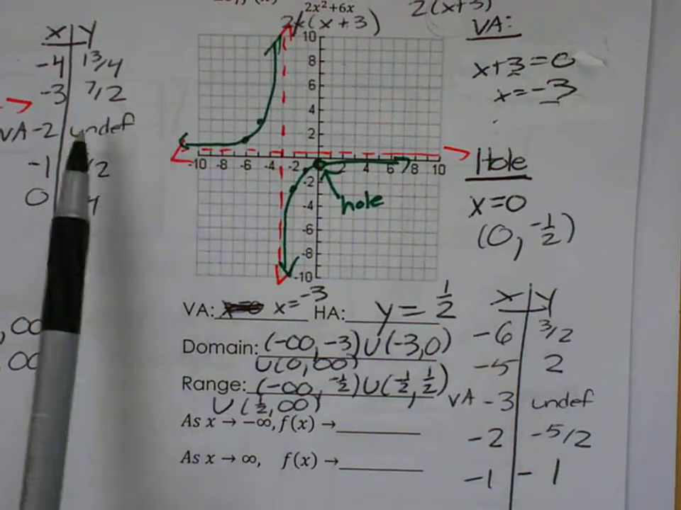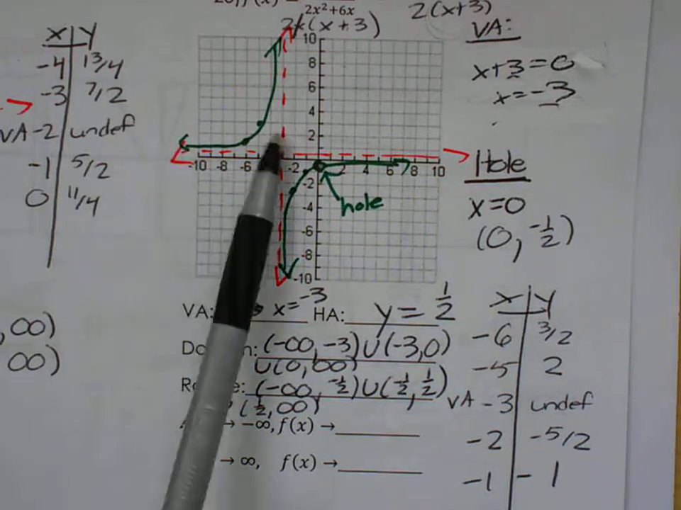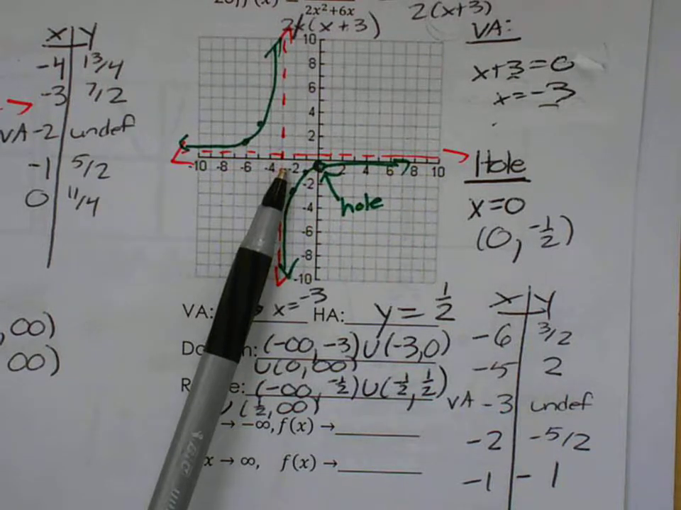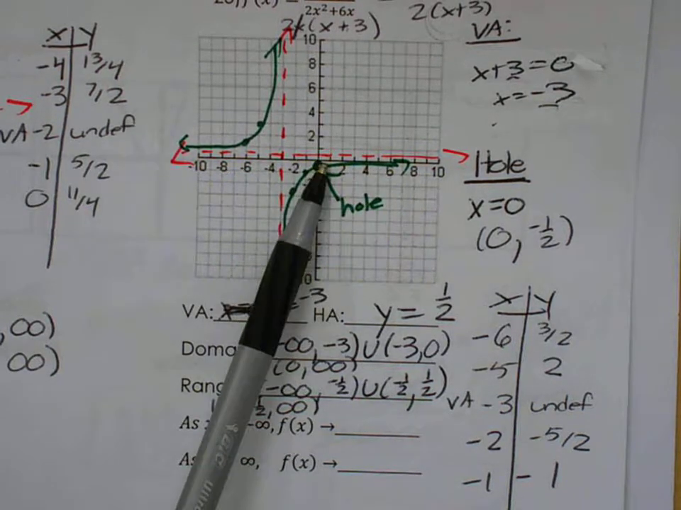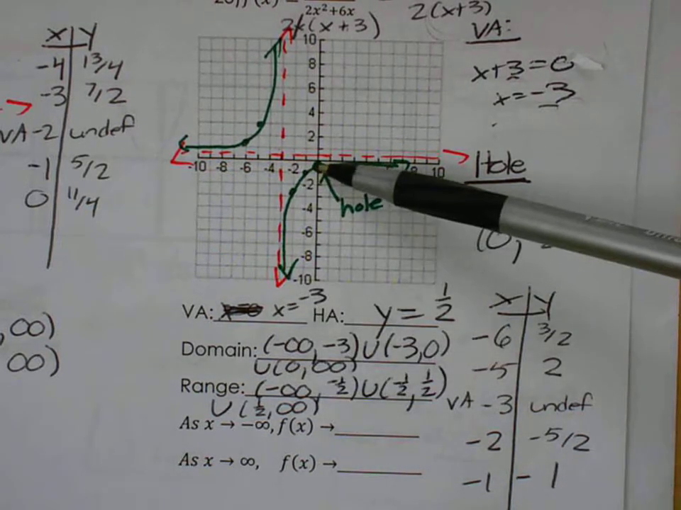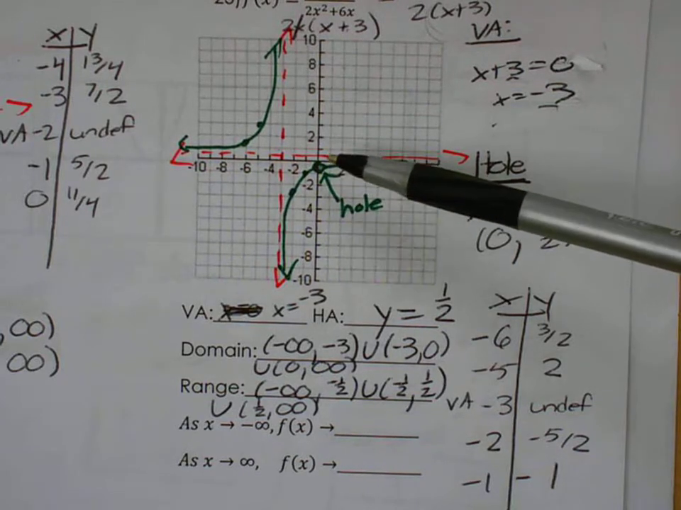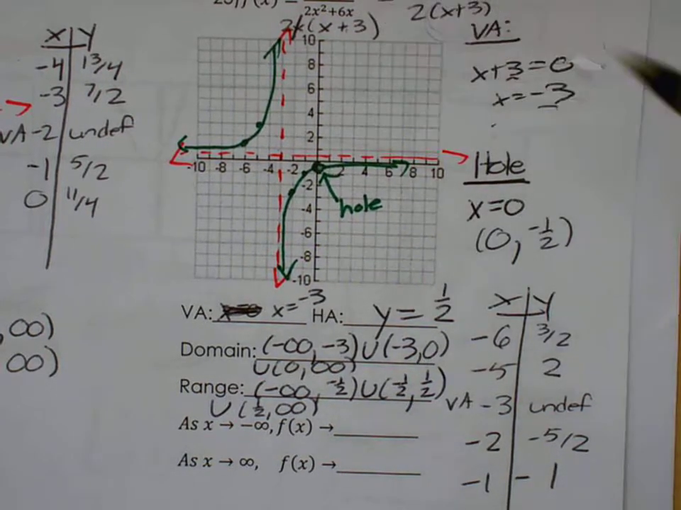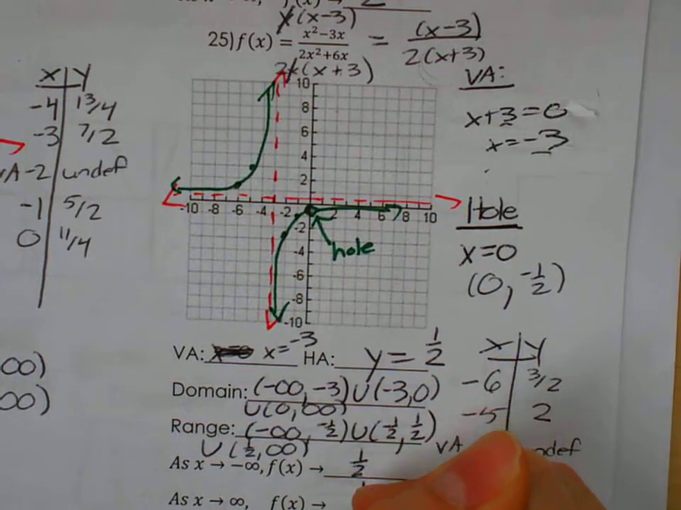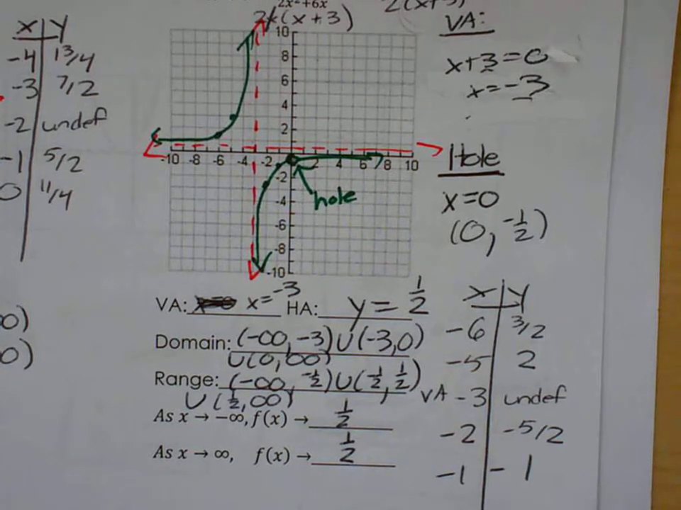So again, my domain, I started from left to right, started from negative infinity, stopped at my vertical asymptote. Started here at my vertical asymptote, stopped at the hole. Started at the hole, went to infinity. Same thing with y. Started at negative infinity, stopped at the hole. Started at the hole, stop at the horizontal asymptote, start at the horizontal asymptote, stop at infinity. And again, my end behavior is my horizontal asymptote. So that's the last graphing one on this page.